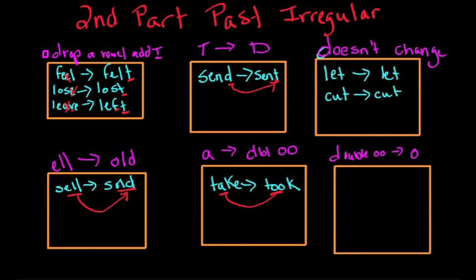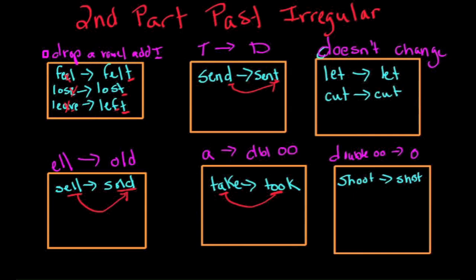So double O changes to single O. Let me give you an example. Shoot changes to shot. So these are the last 6 categories from the previous 6 categories, which makes 12 categories total.